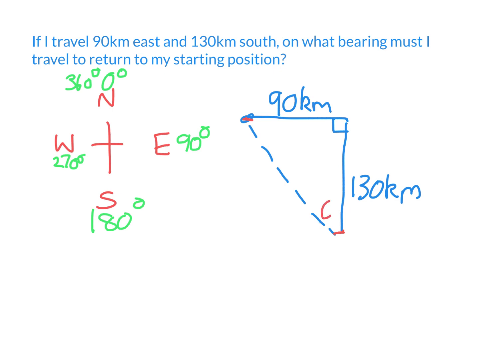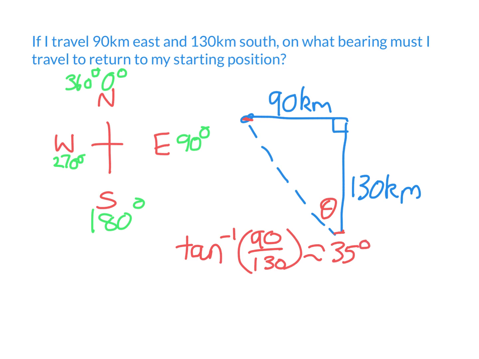So let's find out what this angle is. We can just use simple trigonometry. Once again, I have opposite and adjacent, so I'm going to use tan, but because I'm finding an angle, I'm going to use tan inverse. So opposite goes on top and adjacent on the bottom. I just put it in my calculator just like that. So if I put that on my calculator, I end up getting about 35 degrees to the nearest degree. So that's this angle here.